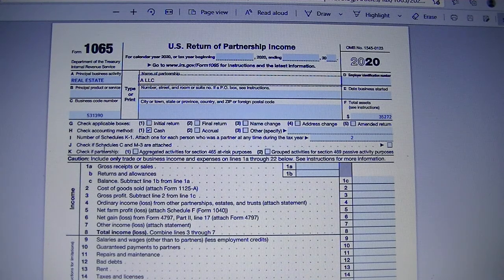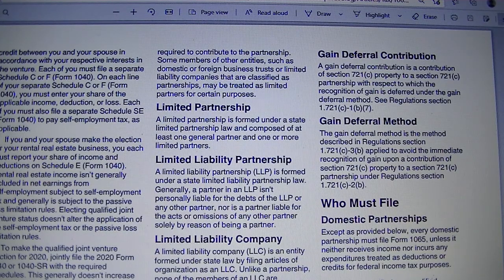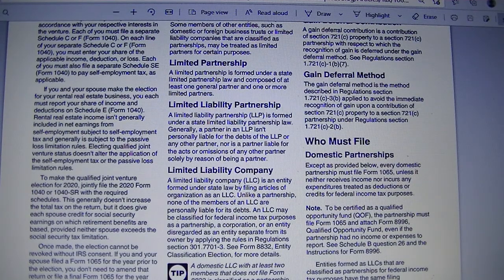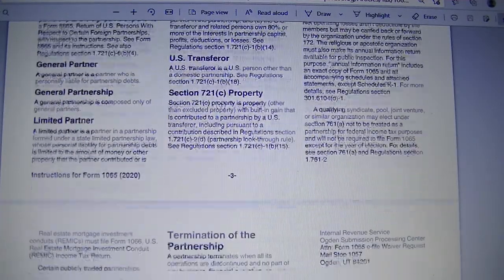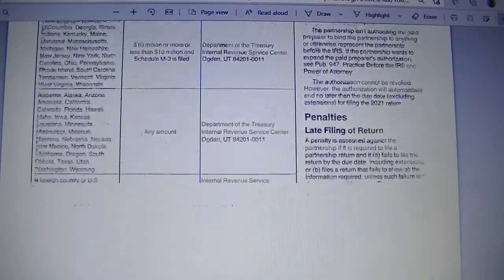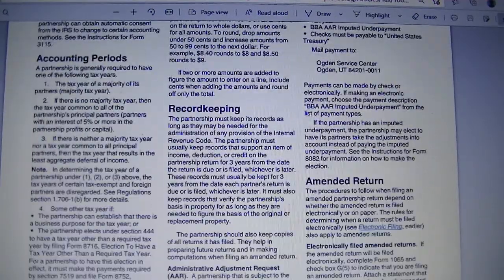Item J, you check if Schedule C and M-3 are attached. So if you are going to add Schedule M-3 or C, you'll check it, otherwise you leave it blank. Pretty much Schedule M-3, you can look in the instructions, but I believe if your income is over a certain dollar amount, a million or 10 million, I believe a million, but we can just scroll down.